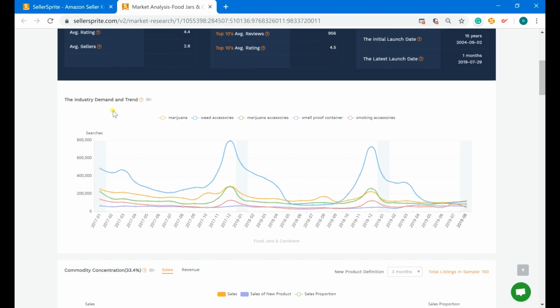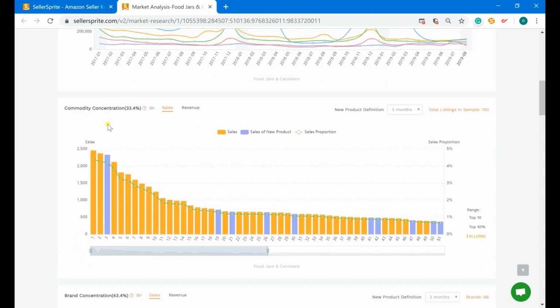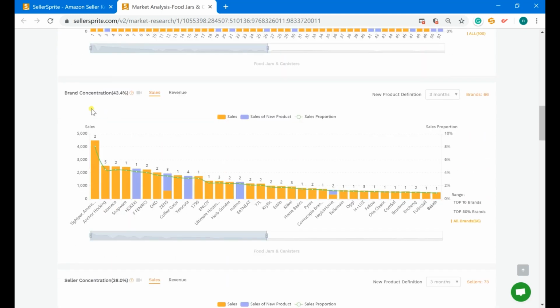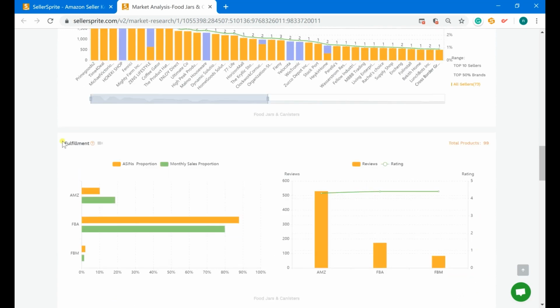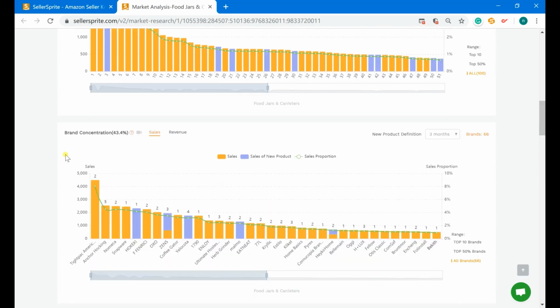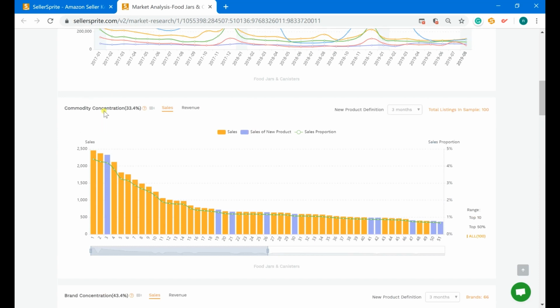After the market demand and the trend, here are 4 charts for market monopoly analysis, including commodity, brand, seller concentration, and fulfillment. To start with, commodity concentration. We can note through the chart first. The top 10 products account for 33.4% of the entire market's sales volume.